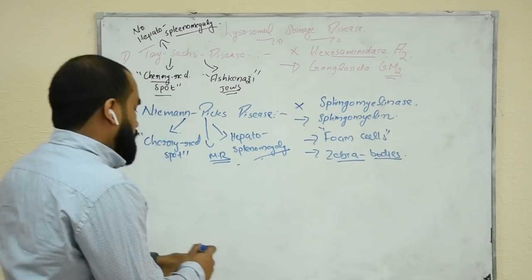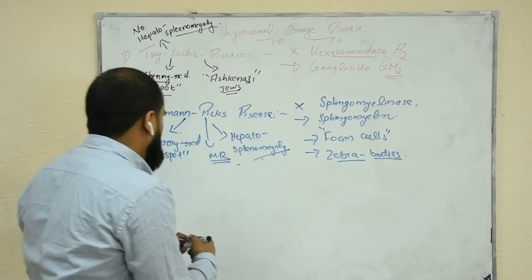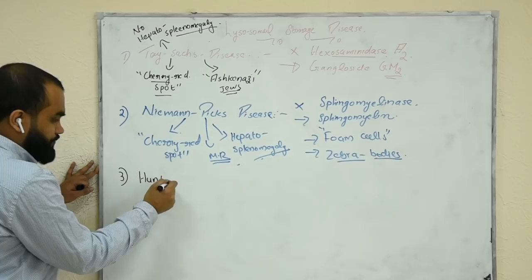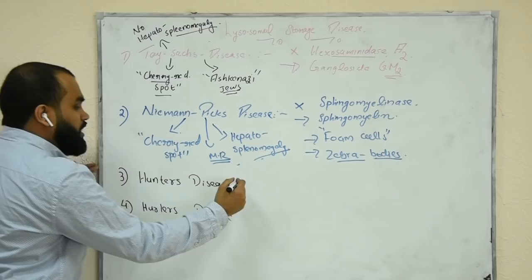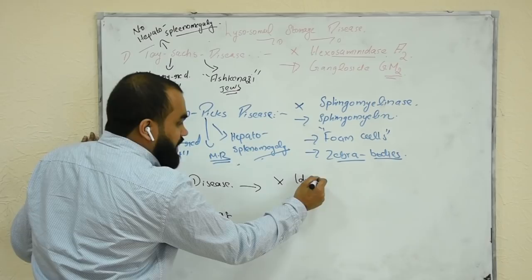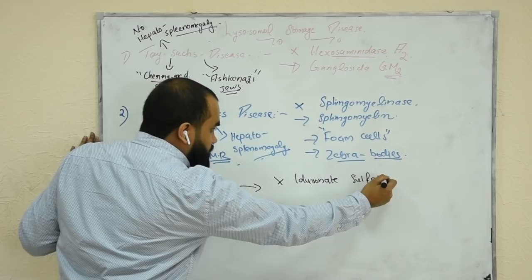Now, the next one is the third disease that is very important. We have two types of disease. One is called Hunter's, the other is Hurler's. Hunter's disease and Hurler's. You can see the names look similar. How do you differentiate them? First of all, in Hunter's disease, the enzyme absent is iduronate sulfatase. Remember, there will be accumulation of dermatan sulfate.